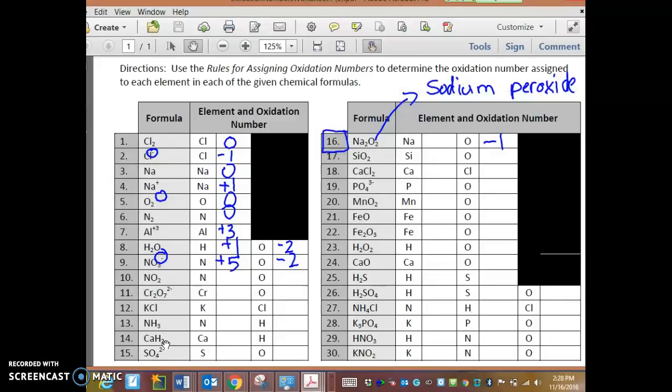If there is no positive or negative charge behind the substance, for example NO2, what is the sum of the oxidation numbers going to equal? If you have no positive or negative behind the substance, it has to equal 0. We know that oxygen in this case is going to be -2. What is nitrogen's oxidation number? Number 10. Nitrogen's oxidation number? +4.